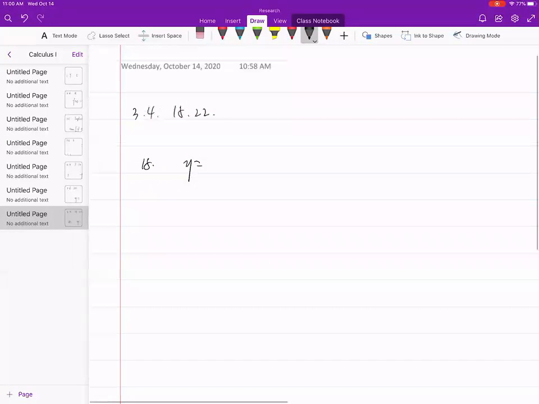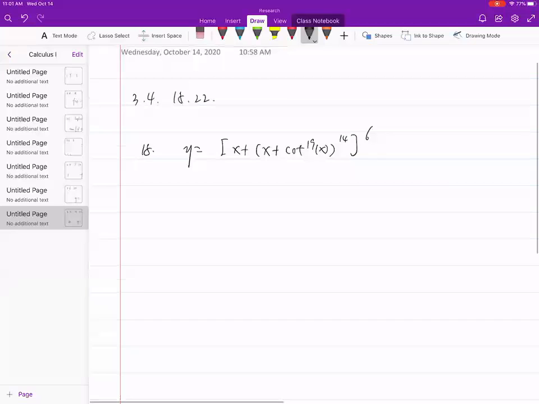Y equals cotangent 19x to the 14, 16, no, 6. Okay, so for this one, we just apply chain rule. Make sure you see the structure of what's going on here. So I'm writing down all the detailed steps. You don't have to.